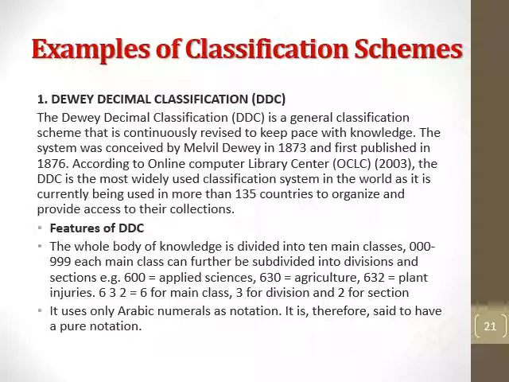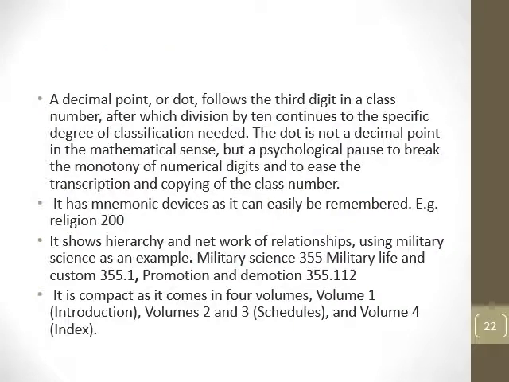It uses only Arabic numerals as notation. It is therefore said to have a pure notation. That is to say, a decimal point or dot follows the third digit in a class number, after which the division by 10 continues to the specific degree of classification needed. The dot is not a decimal point in the mathematical sense, but a psychological pause to break the monotony of numerical digits and to ease the transcription and copying of the class number.